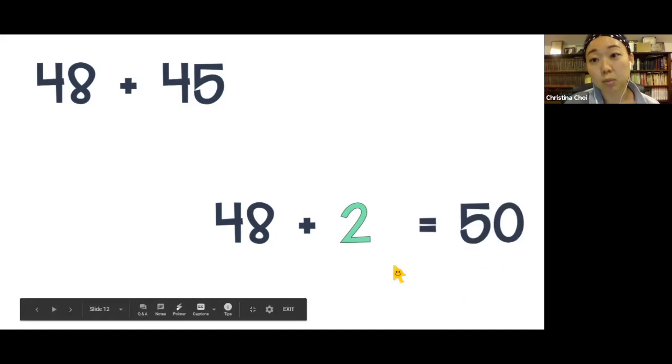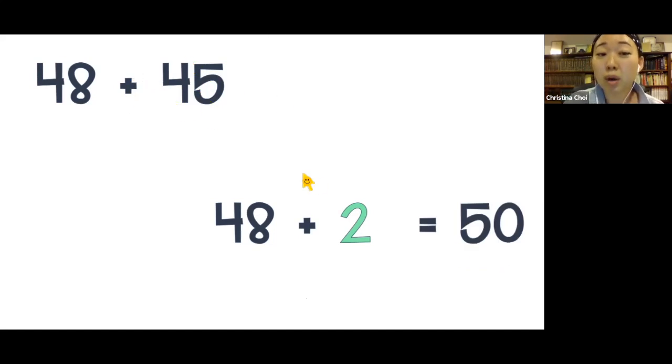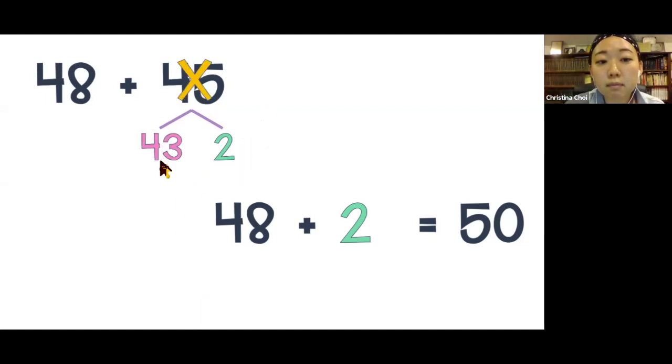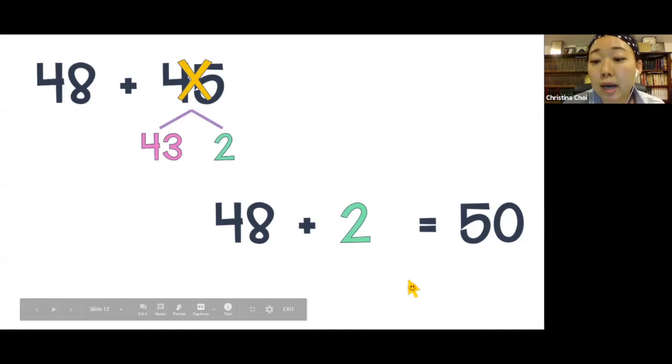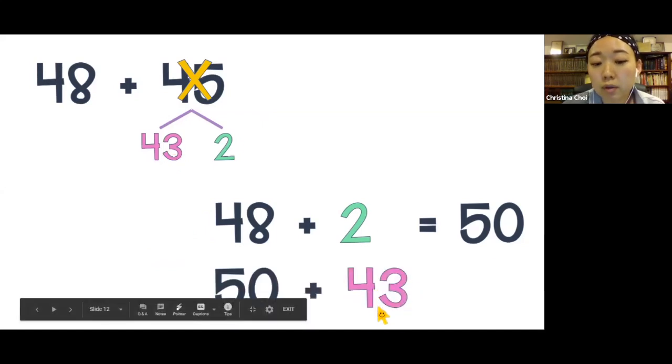50 is a friendly number to work with for sure. So how much did we have to break off? 2 from 45. So we're breaking off from the number bond 2. So what's left? We can count back, right? 45, 44, 43. So 43. So we can just add 50 with 43.